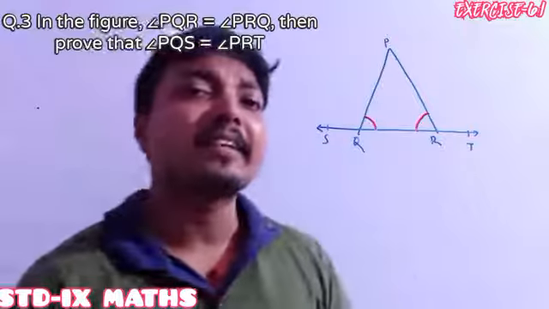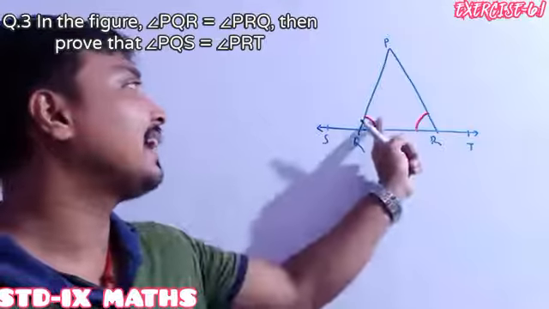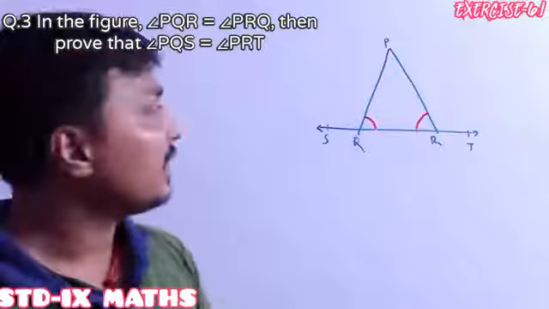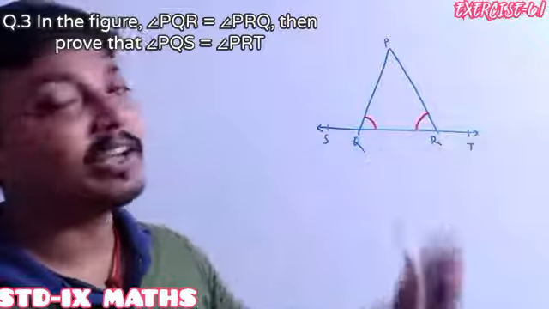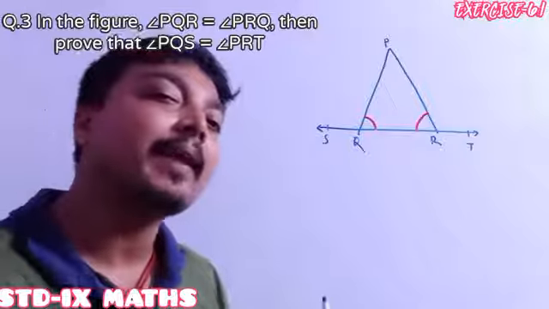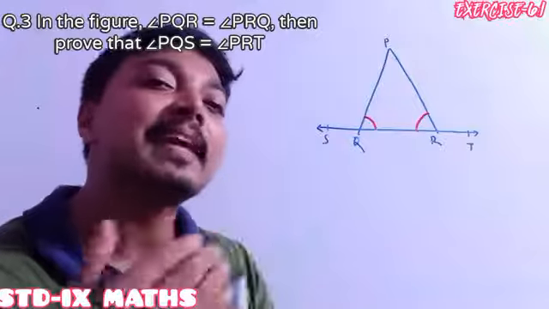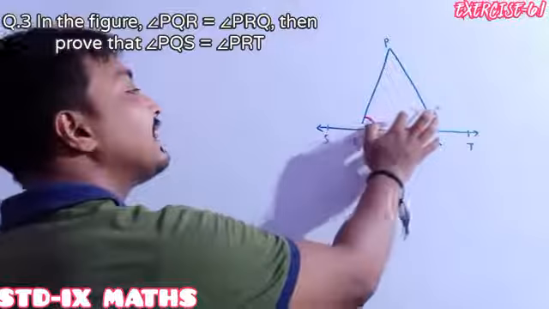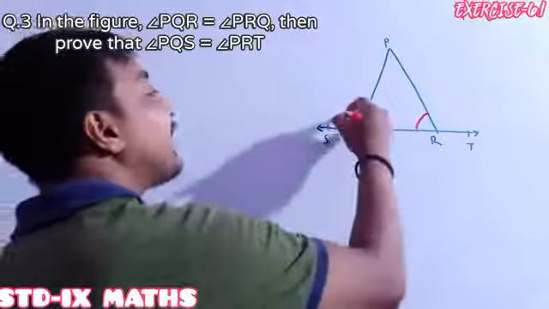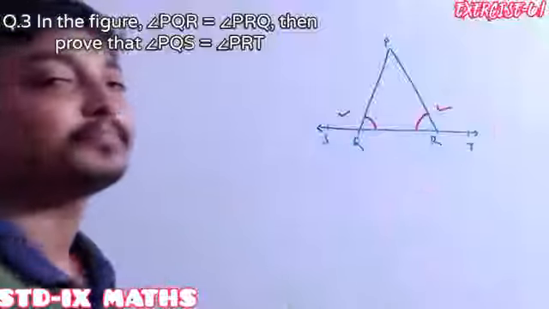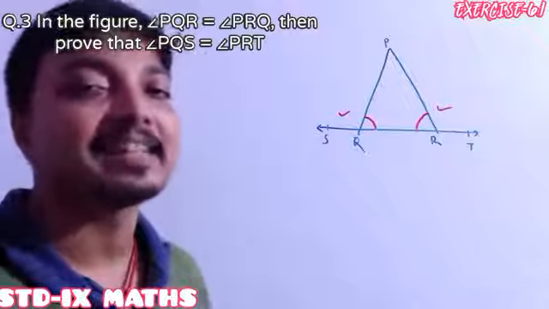In the next question, a triangle is given, and in this triangle this angle is the same as this angle. It means angle PQR is the same as angle PRQ. It means two of the interior angles of the given triangle are the same, and you have to prove that this exterior angle is also the same as this exterior angle. Two interior angles are the same, so you just have to show their exterior angles are also the same.